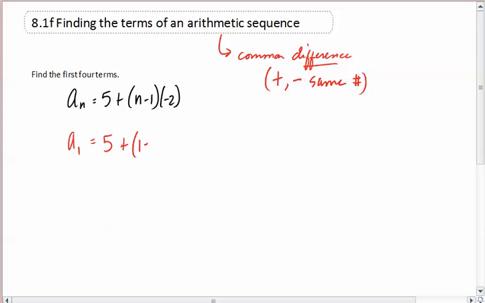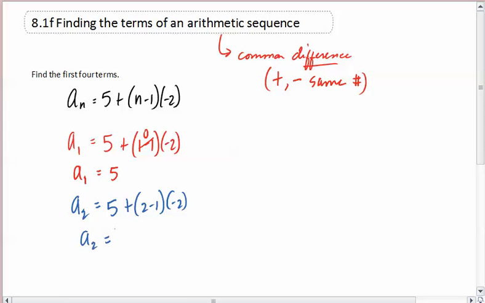So we're going to place a 1 where the n is, and here we go. The first term is 5. That's going to be 0, so it's just 5. A sub 2: 2 minus 1, negative 2. So a sub 2 is going to be 5 plus negative 2. That's a 1. And a sub 2 is going to be a 3.